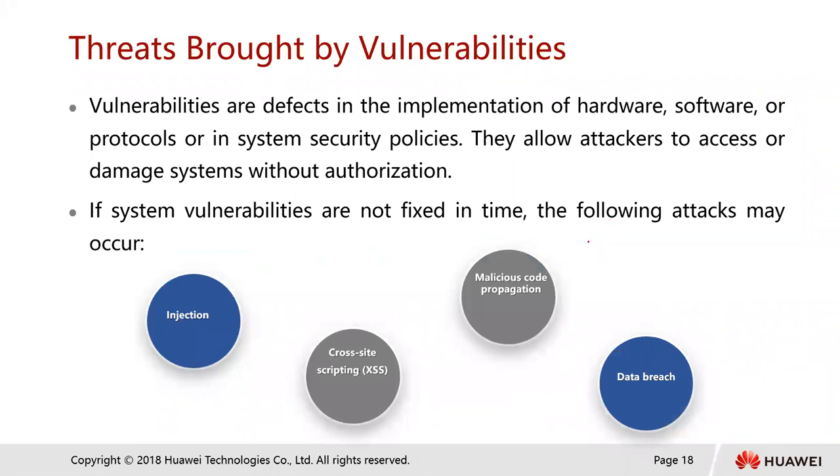So, threats brought by vulnerabilities. Vulnerabilities, we said they are weaknesses in our systems, right? The weaknesses which threats can exploit. Vulnerabilities are defects in the implementation of hardware, software, protocols, or even system security policies. They allow attackers to access or damage systems without authorization. If system vulnerabilities are not fixed in time, the following attacks may occur. You may get an injection, we're going to look at the injection. You may get cross-site scripting, we're going to look at it. Malicious code propagation, and then also data breach.